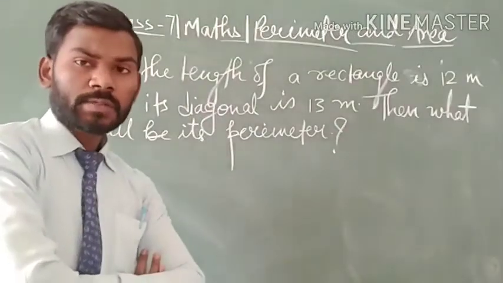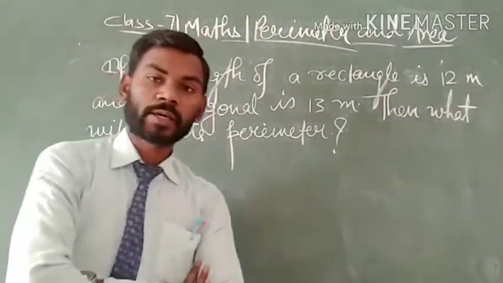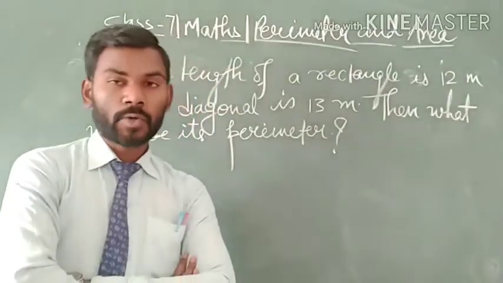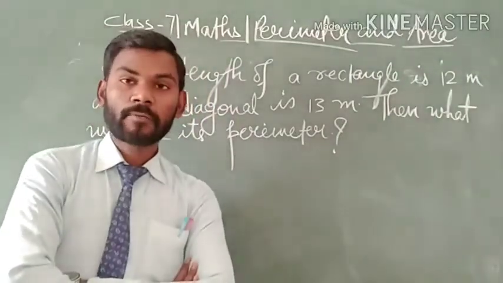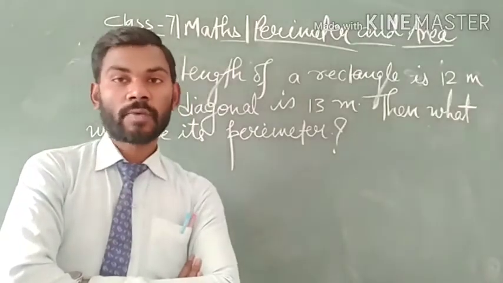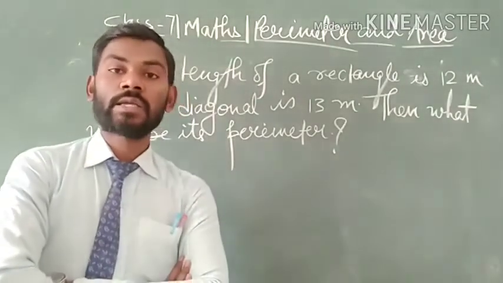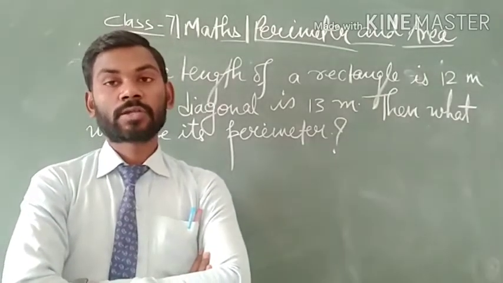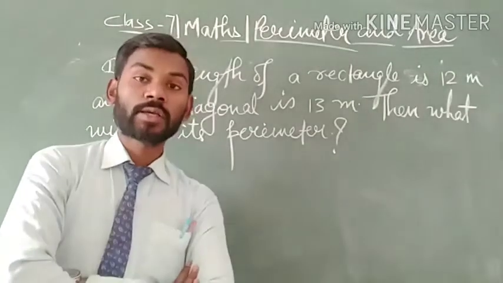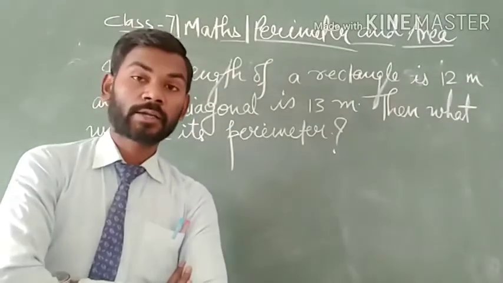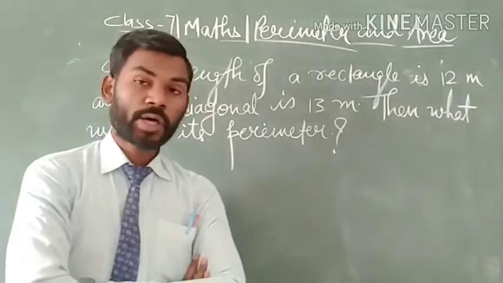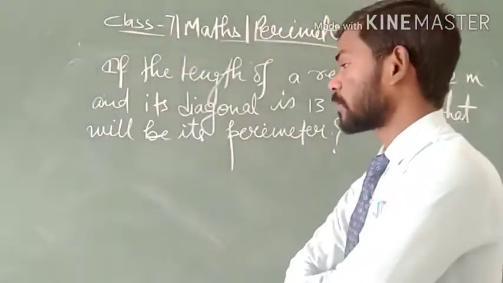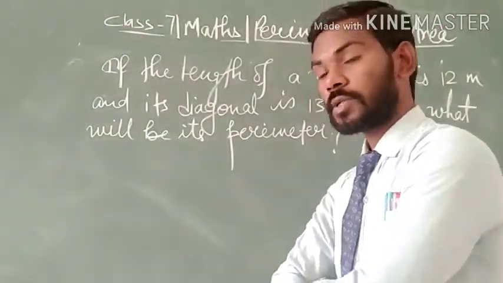Okay, since we know that the length is always greater than its breadth, but we also know that the diagonal of a quadrilateral is always greater than any of its length. So therefore here 13 is its diagonal and hence it is greater than its length. Now, first of all, in order to find the value of the result, we have to draw the figure.